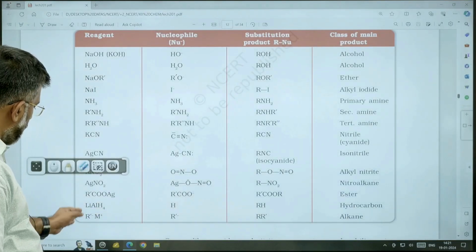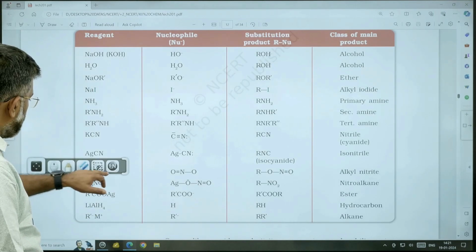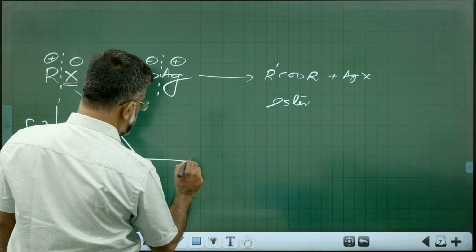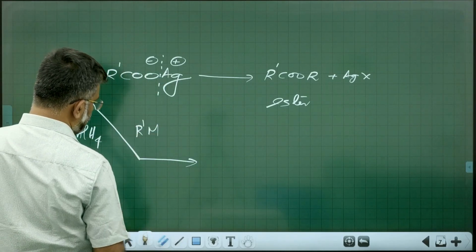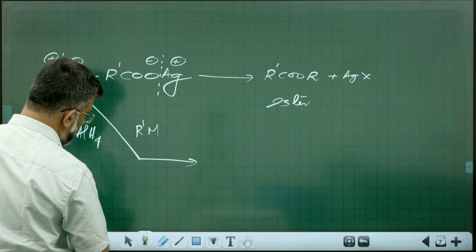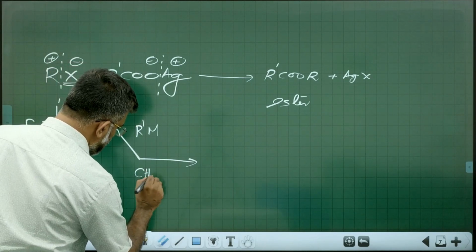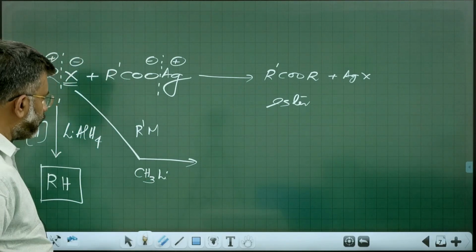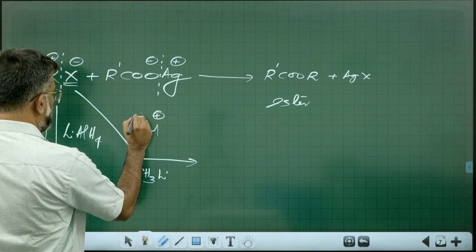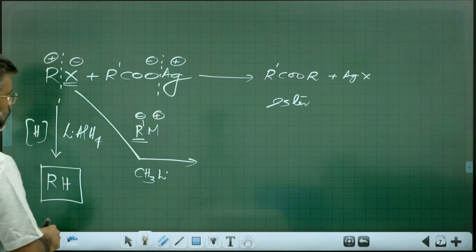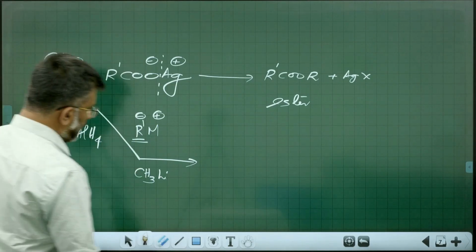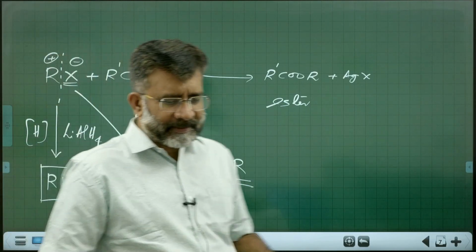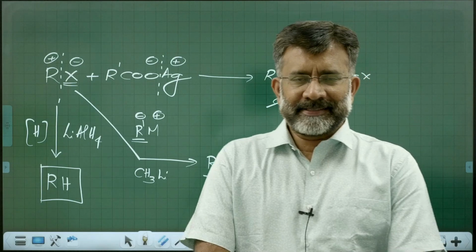Now the last one, R-M. R-M is an alkyl metal, an alkyl with a metal. This is treated with the alkyl halide, say for example, dialkyl or alkyl lithium, CH3Li, like that. The alkyl group with the metal, this will be the plus part and this will be the minus part. This is the nucleophile, which will connect with the R. The product will be R-R. It is something like a Wurtz reaction.